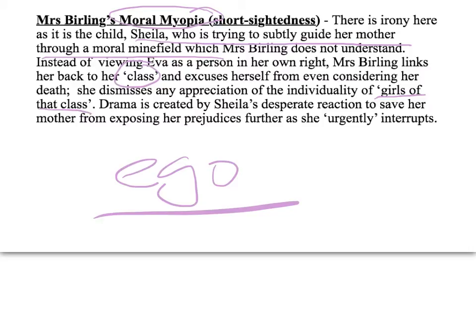They're just different classes. And Sheila can understand how her mother is wrong in this, and she reacts, by that stage direction, urgently trying to stop her mother from exposing her prejudice, making it obvious to the inspector and to the audience that she is a bigoted individual.